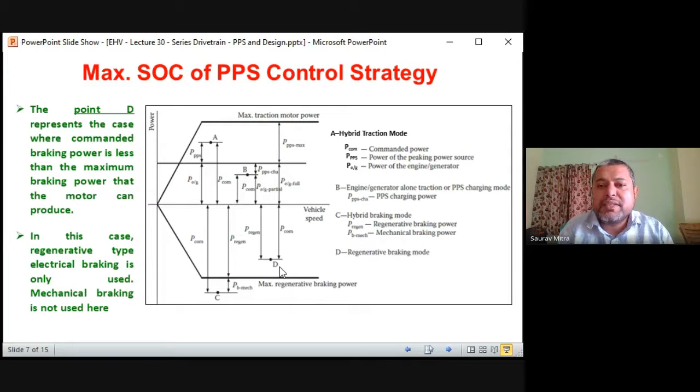So these are the four cases you have to explain with this diagram. Those who have joined late, you have to see that in the book of Ehsani, there is a mistake in this part. The first should be PCOM, commanded power, the second should be PPS. Here also in the book of Ehsani, they have mentioned PCOM, but this should not be PCOM, this should be PPPS in a hybrid traction mode. Here it is called power of peaking power source. It is very easily understandable, but they have made some printing mistake. You should not make that mistake in the exam. So it should be PCOM, PPPS and PE by G.